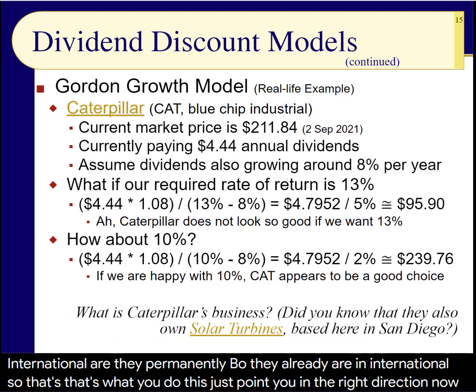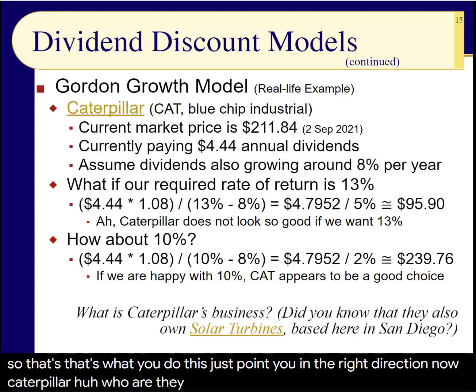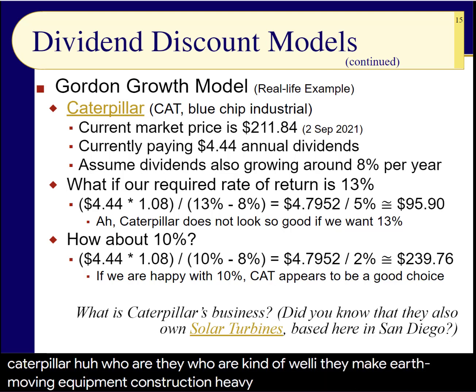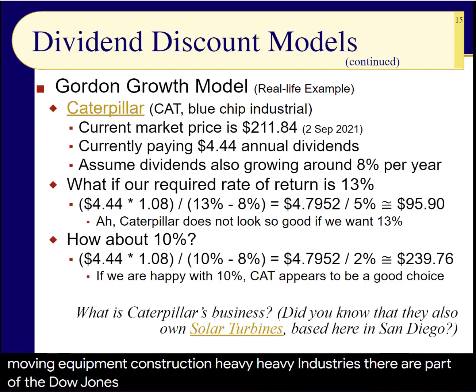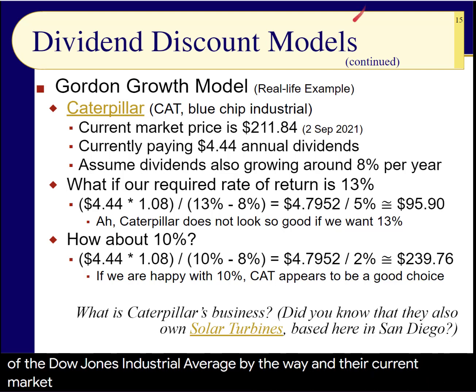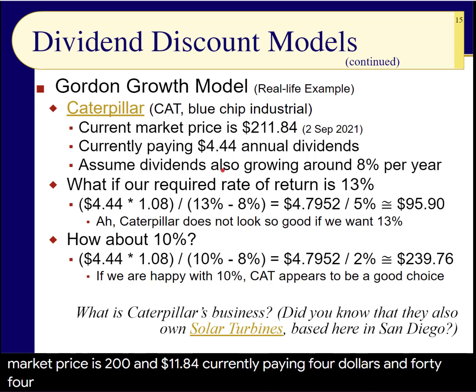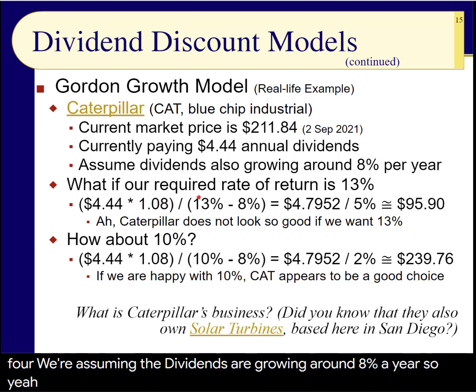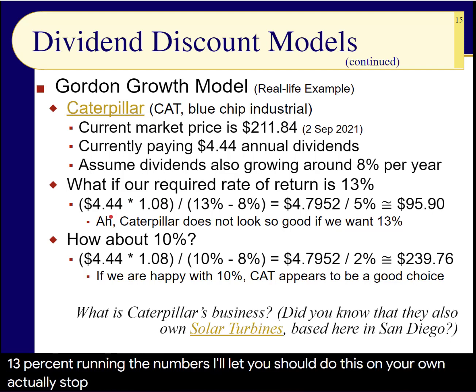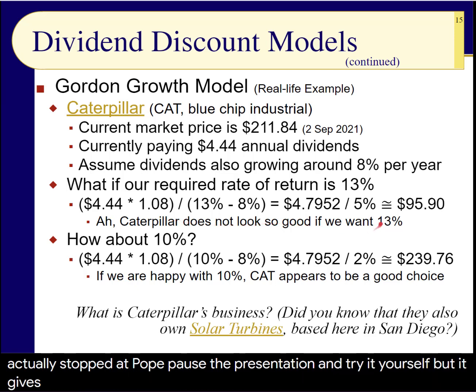Now, Caterpillar. Who are they? Well, they make earth-moving equipment, construction, heavy industries. They're part of the Dow Jones Industrial Average, by the way. Their current market price is $211.84, currently paying $4.44 in annual dividend. And again, we're assuming the dividends are growing around 8% a year. So at 13%, running the numbers, you should do this on your own, actually. Pause the presentation and try it yourself. But it gives us $95.90 at 13%.